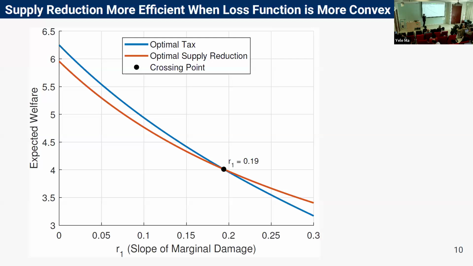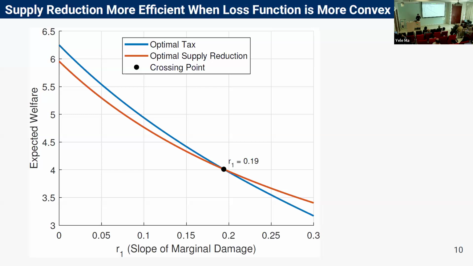However, when the slope of the marginal damage becomes larger and larger, the optimal tax may not be the best policy. Actually, you're going to have the supply reduction policy that gives a higher expected welfare than the tax policy. What's the key intuition here? When the slope of the marginal damage is zero, when it's a constant, the tax can exactly correct for the externality. But when the marginal damage becomes larger and larger, so the overall externality is very convex, you would like to rotate the supply curve in order to correct for the externality. And there is a threshold above which the supply reduction policy starts to dominate the tax policy. That's the simple economics.